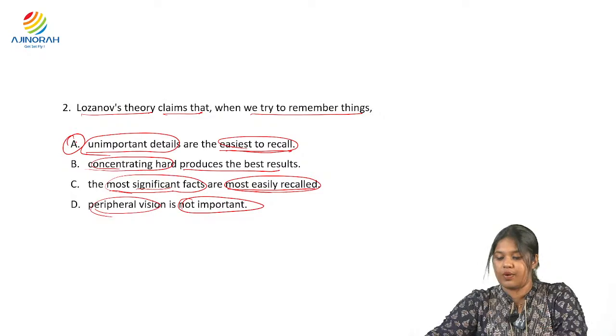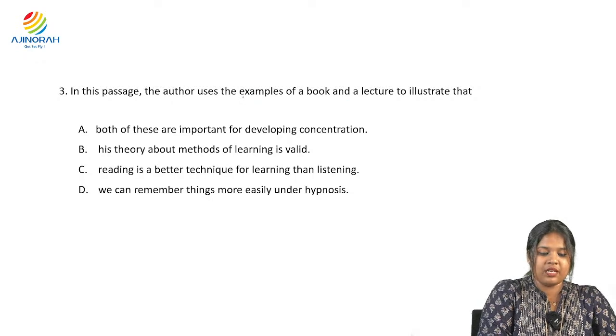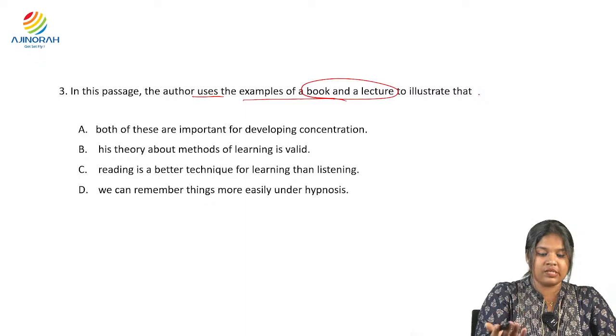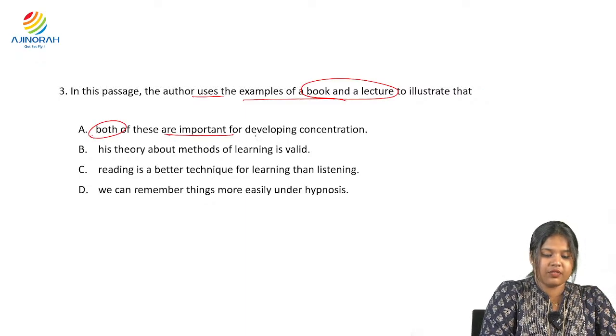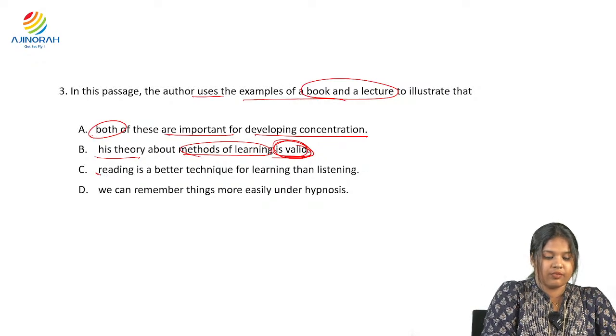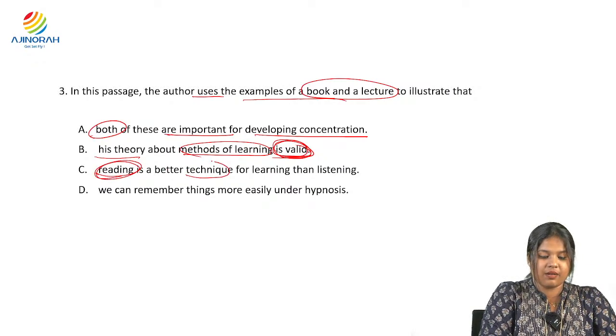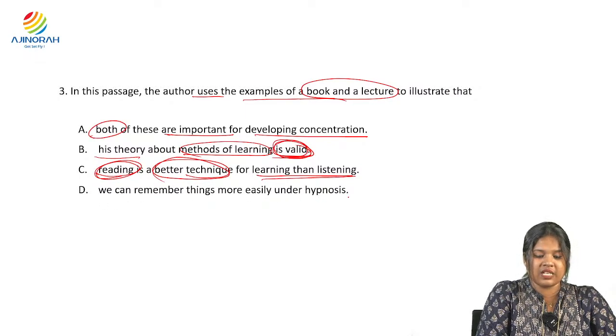Now we'll move on to the third one. In this passage the author uses an example. He uses the example of a book and a lecture to illustrate what he is trying to illustrate. That both of these are important for developing concentration. His theory about methods of learning is valid. Then, reading is a better technique for learning than listening. We can remember things more easily under hypnosis.